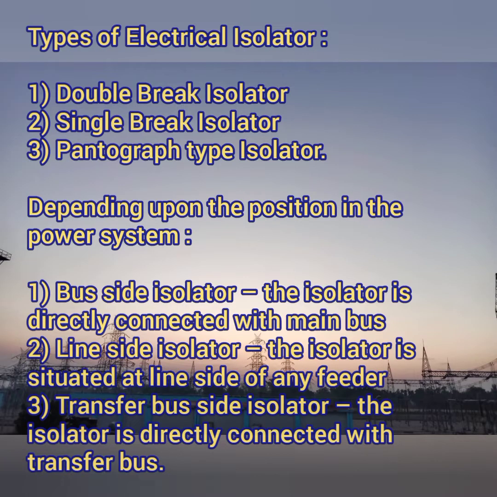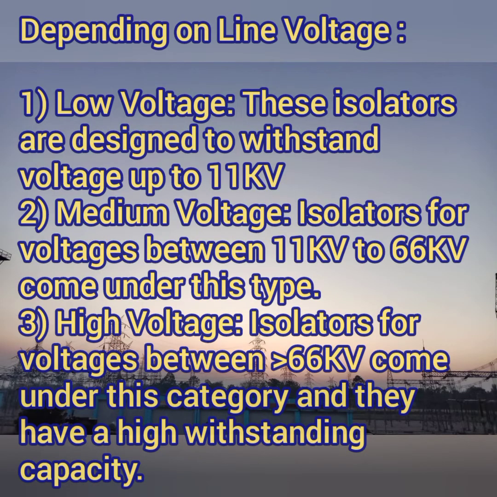Normally, there are three types of isolator: double break, single break, and pantograph type of isolator, which are separated according to their placements. Then according to position, they are separated into bus side isolator, line side isolator, and transfer bus side isolators. So first, the double break isolator.